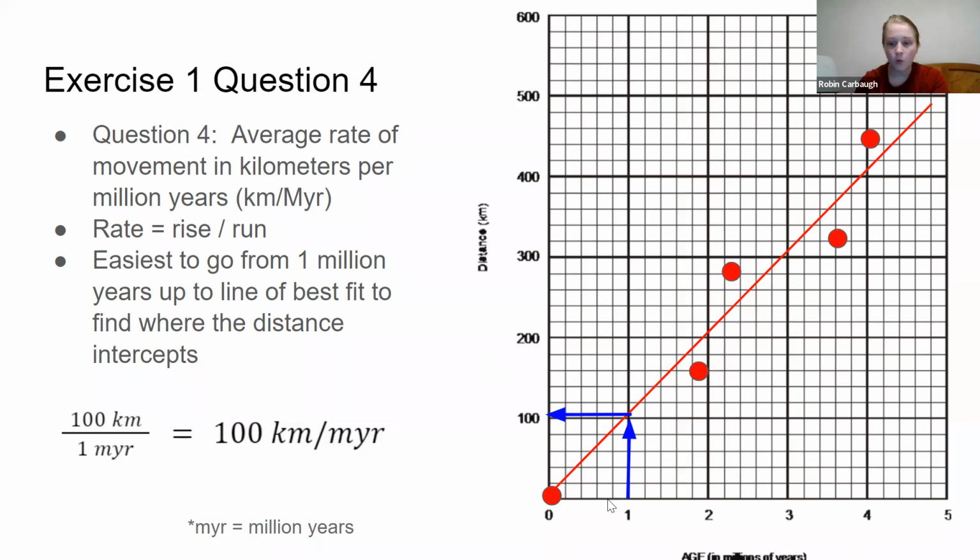You don't have to do it at 1 though. For instance, if you want to do it at 4 million years, you would just go up, up, up to where your line is, go over. It's roughly 400. So you could do 400 kilometers divided by 4 million years. You'll still get 100 kilometers per million years. And then, like, once again, this is not the answer. It's just an example of the process.